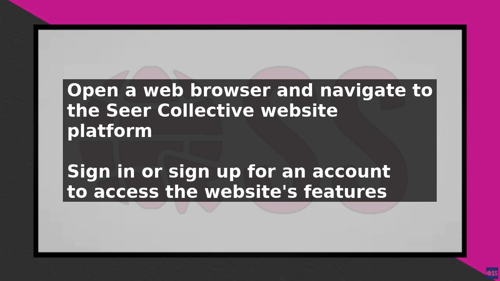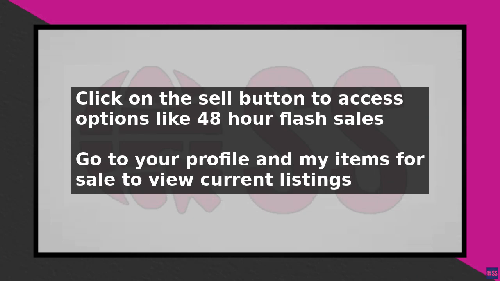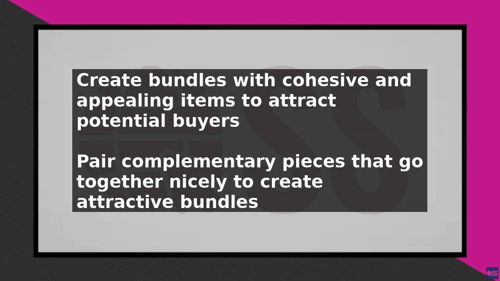If you already have an account, click Sign In and enter your email and password to access your account. If not, click Sign Up to create a new account. After logging in, you'll see various options, including the ability to sell an item, view your profile, and access your shopping bag. To sell items, click on the Sell button, where you can find options such as 48-hour flash sales.